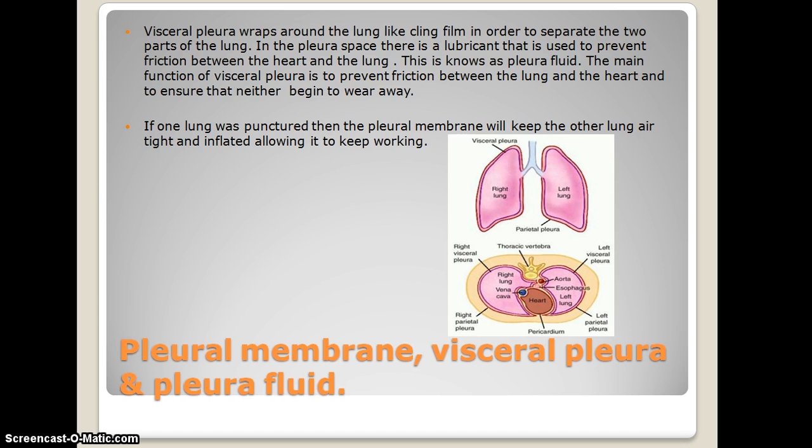In that space is what's called pleural fluid, and its main function is to prevent friction between the lung and the heart, and to ensure that neither begins to wear away. So the fluid there is quite vital in order to keep the lung in its correct shape and function. On the outside of that is the pleural membrane. The pleural membrane is what keeps the lungs inflated and allows them to keep working. If one lung was punctured, the pleural membrane will keep the other lung airtight and inflated, so it would still be able to work correctly.